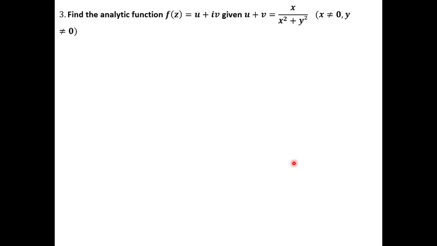Another method: from the given, what is the given? The real part is given. So we apply the formula f dash z is equal to ∂u/∂x plus i into ∂v/∂x. For that we apply the Milne-Thomson method. By using the Milne-Thomson method, we construct, or find, the analytic function f of z.